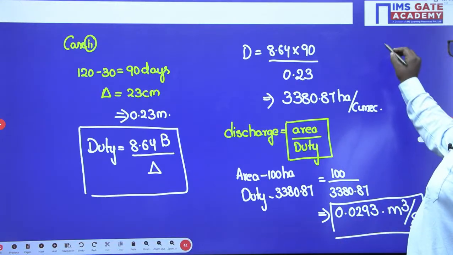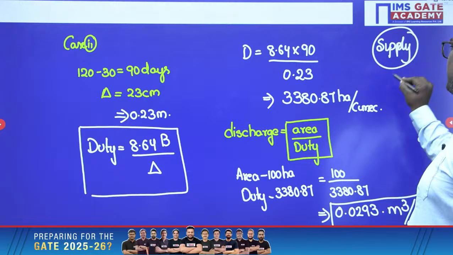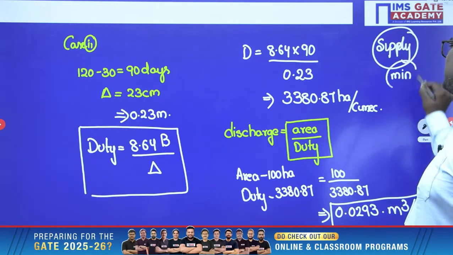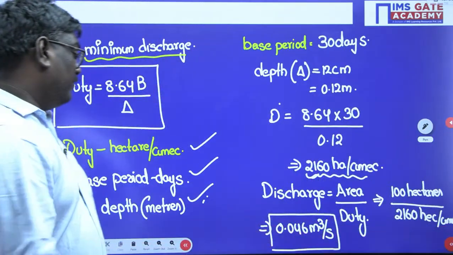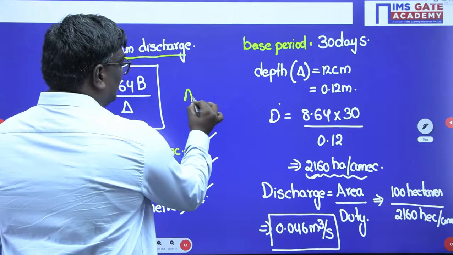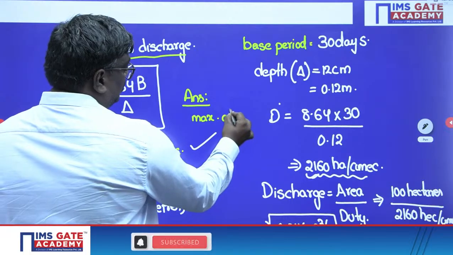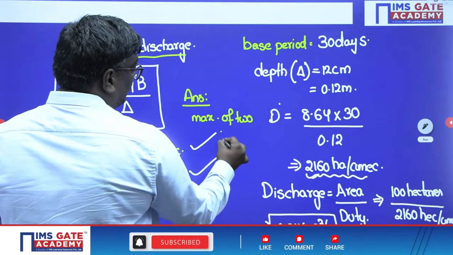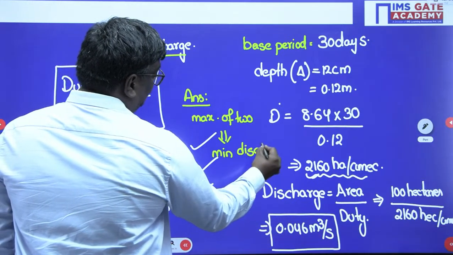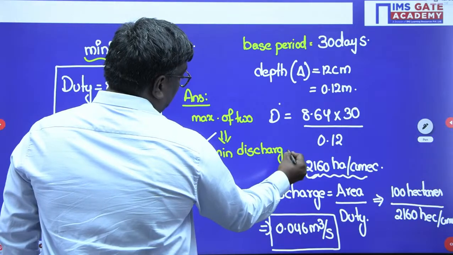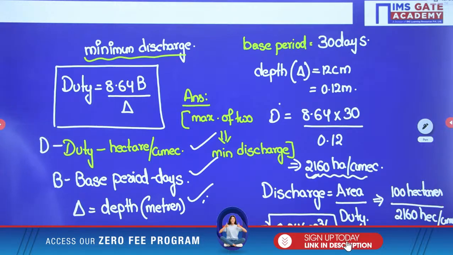But let me tell you, this is a kind of supply. So in supply, if they ask you the minimum discharge, you have to take the larger value. So the final answer is the maximum of the 2, which will be the minimum discharge. This point is important, sir. The maximum of 2 will be the minimum discharge. So I hope you are clear in this problem. Please try to write this down, students.